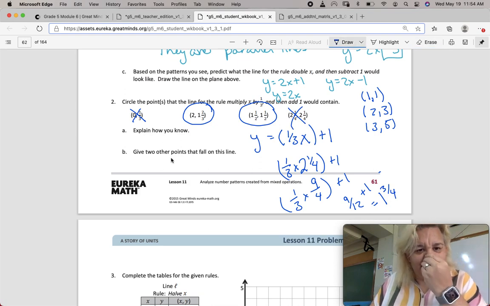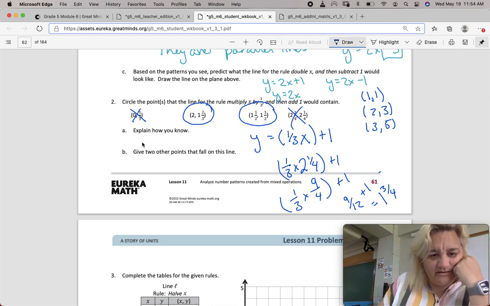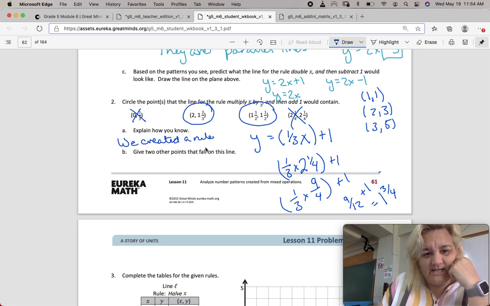Explain how you know. Okay, well, we created a rule and tested the coordinates. I'm getting messy today, I apologize. I'm not super neat.